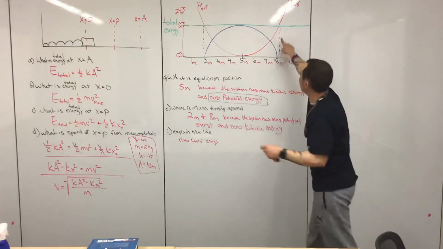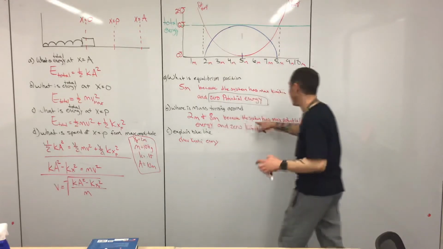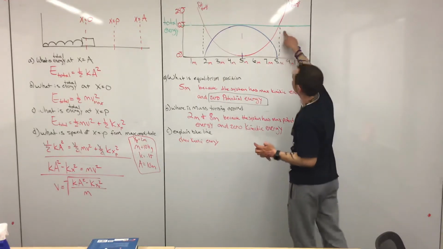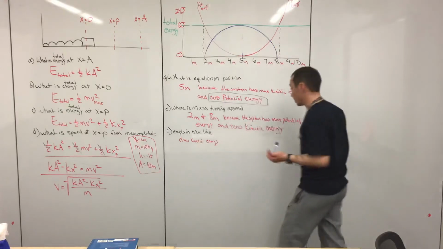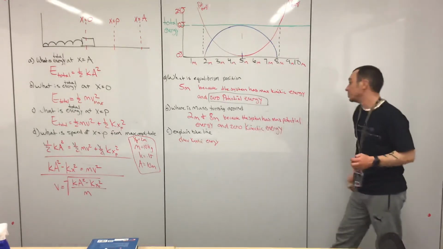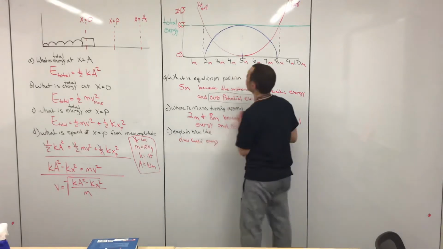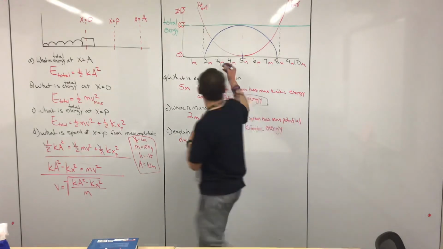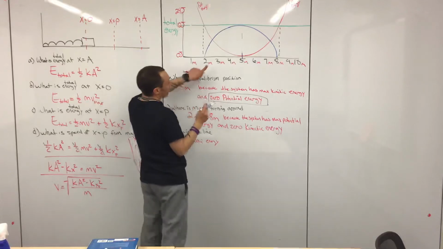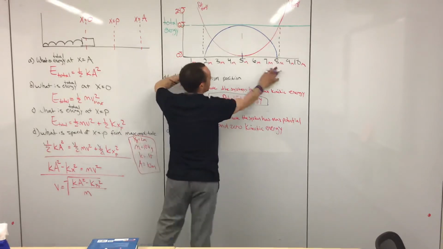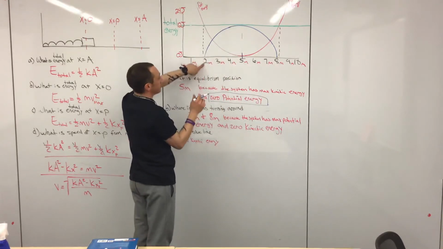So at 2 and 8, we can see that. Because the system has max potential energy based off the total energy we were given, we know that's where it's going to be turning around. Now, they say, now draw on the kinetic energy. And so what you would do is say, okay, I know it's turning around at 2 and 8, so the kinetic energy better be 0 at those points.